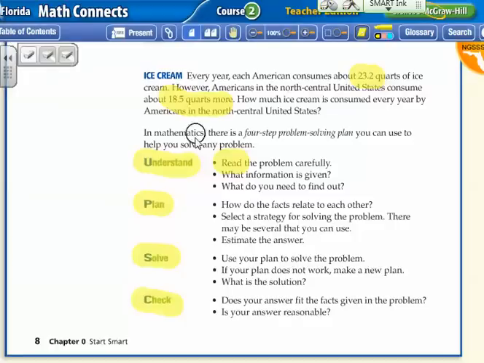Let me erase this right here. We're going to look at estimating problems two different ways.